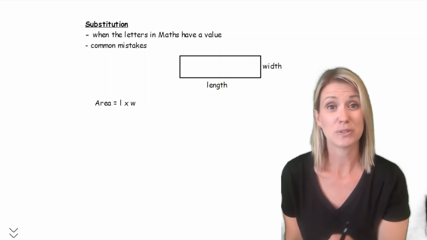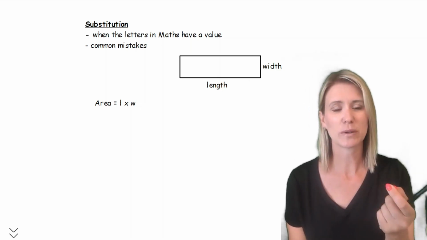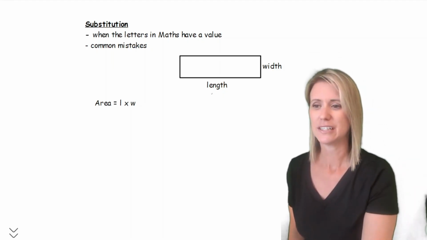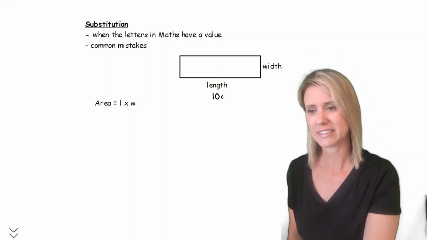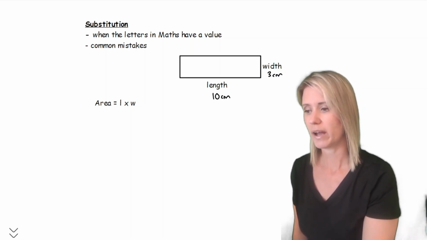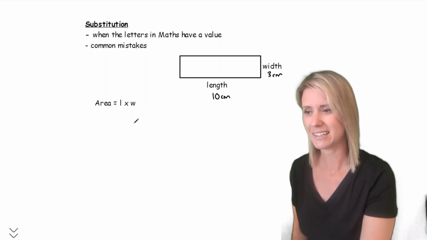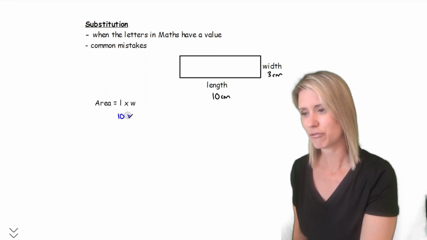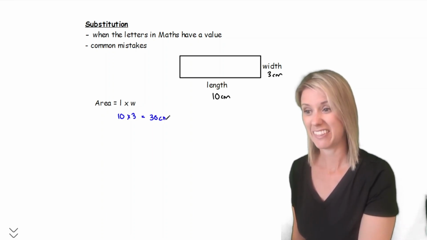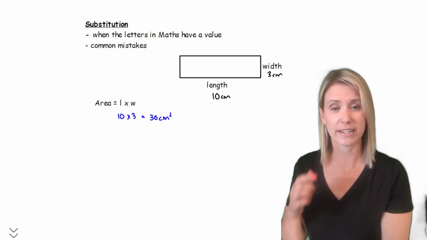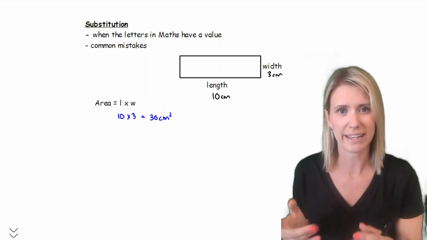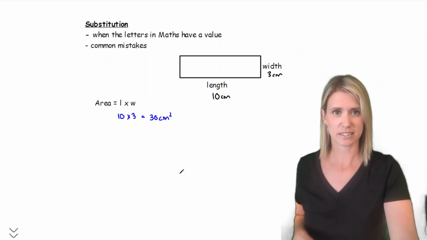We all know that the area of a rectangle is the length multiplied by the width. Now that's using letters, and the letters are used because we can substitute any values into that. So this time, let's say the length is 10 centimeters and the width is 3 centimeters. We substitute the 10 and the 3 in place of the L and W to get 30. In this case, it would be centimeters squared. So we're substituting in the values, and that's just one example of where we use substitution.